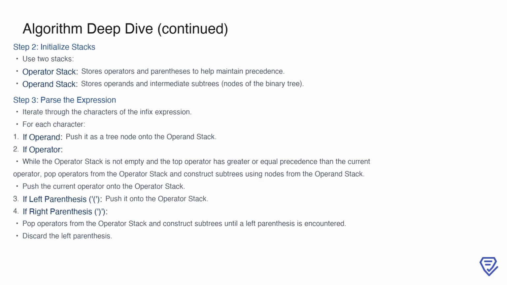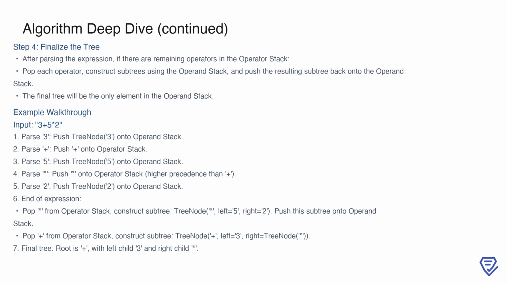This ensures that sub-expressions within parentheses are evaluated correctly. After parsing the expression, we finalize the binary expression tree. If there are any remaining operators in the operator stack, we process them one by one. For each operator, we construct subtrees using nodes from the operand stack and push the resulting tree back. When all operators are processed, the operand stack will contain a single element, the root of the binary expression tree.